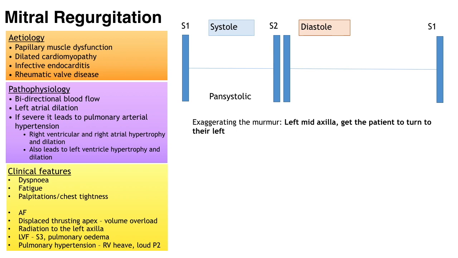On examination, you might feel that they have an atrial fibrillation, a displaced thrusting apex due to the volume overload, and on auscultation you will hear a pansystolic murmur, and this will radiate into the left axilla. There might be left ventricular failure, so you might hear an S3 added heart sound, or pulmonary edema as bibasal crackles. There might also be pulmonary hypertension, where you'll feel a right ventricular heave or a loud P2 component to the S2 on auscultation. And this is what it will sound like.